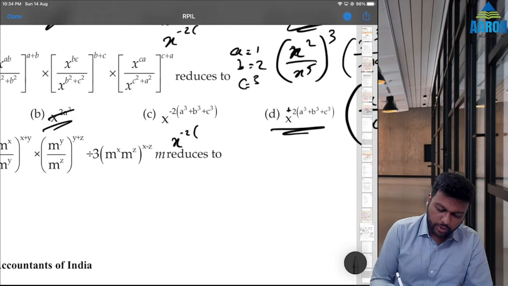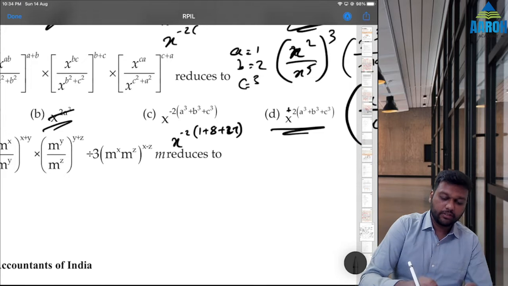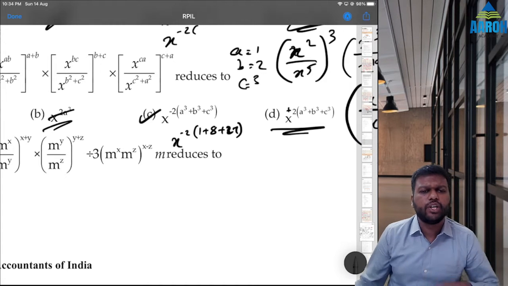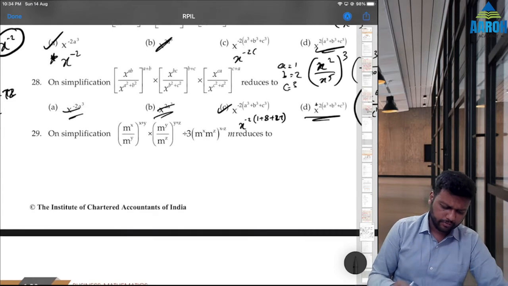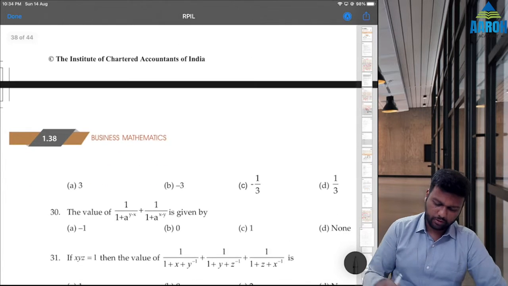x raised to minus 2 into a cube is 1, b cube is 2 cube is 8 and 27, right? So let's check. 27 plus 8 plus 1 into 2 is 72, right? So x raised to minus 72, option C is the correct answer. That's it. 29. On simplification, this reduces to, okay.